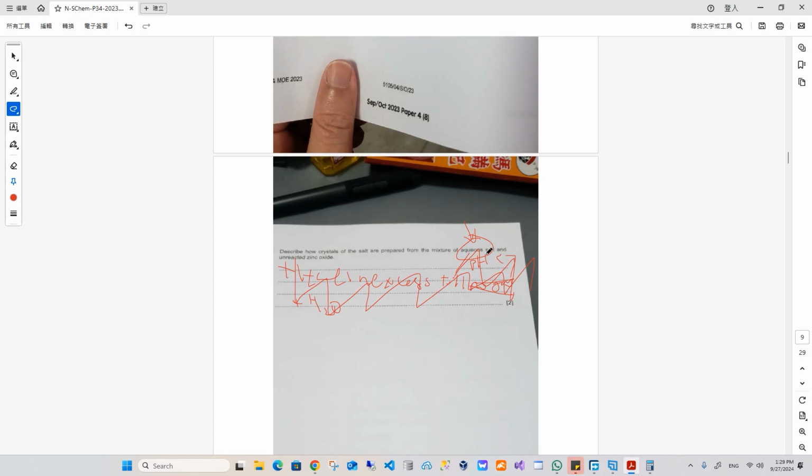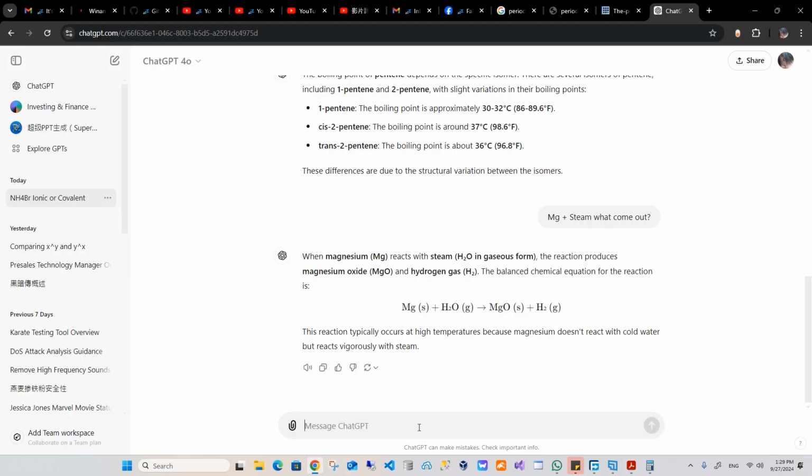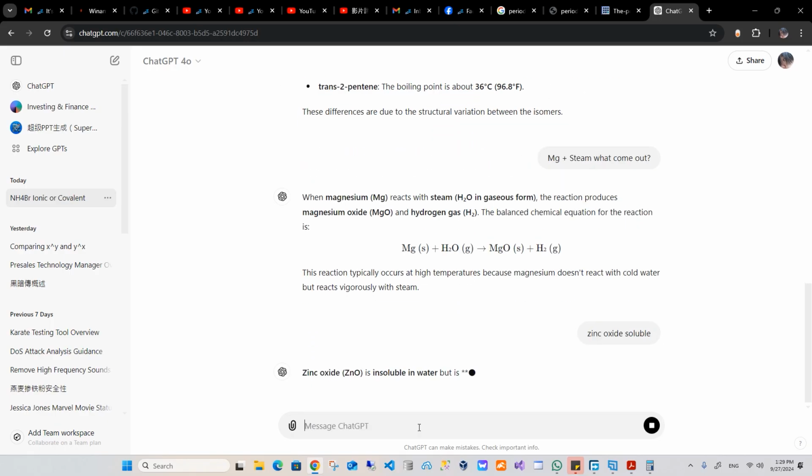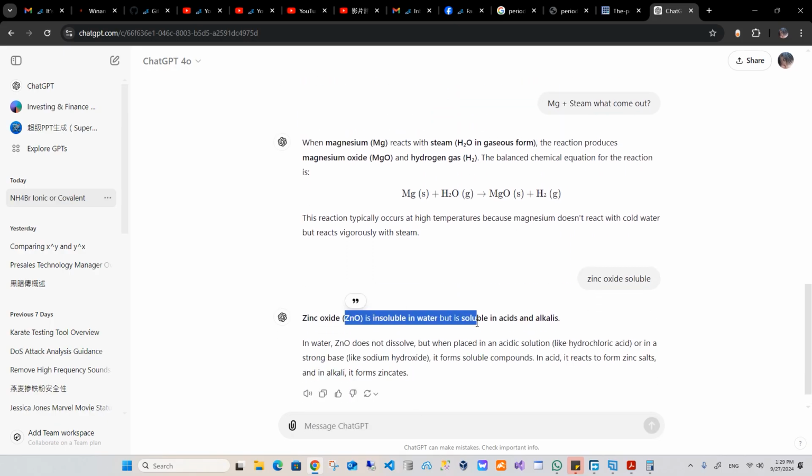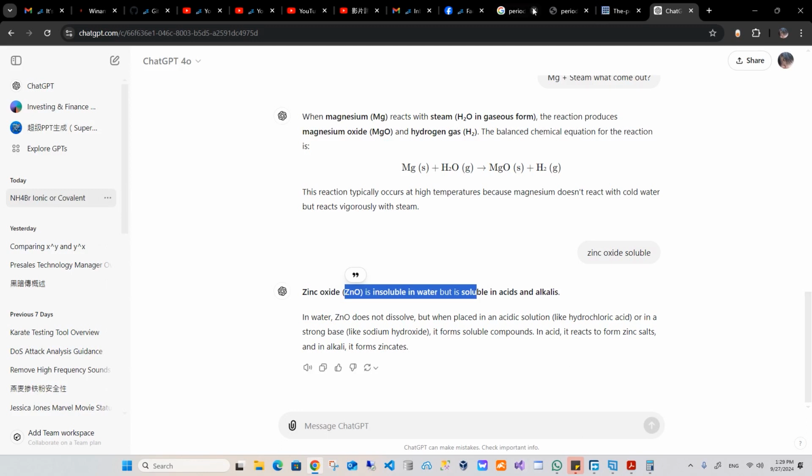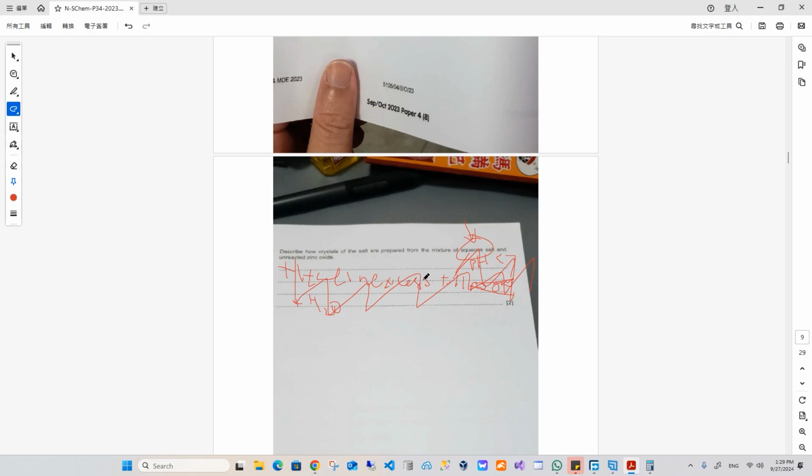A mixture of aqueous salt and unreacted zinc oxide. Zinc oxide is not soluble. Is zinc oxide soluble? I think it's not soluble. Insoluble in water, soluble in acid and alkali. Okay, so correct. Actually this is soluble and this is insoluble. So how to separate them? I don't even need to react them. So the point is that filter by paper, filtration.